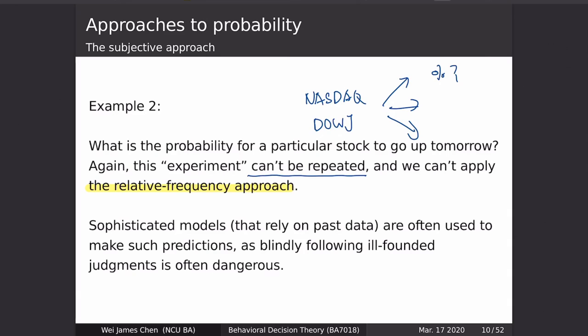And notice that here, unlike the horse racing example where there's maybe too much randomness, in the stock market you may think you have some underlying principle. If you use a sophisticated model that relies on past data, for example, if you learned some investment theory before, then you might have heard of the coefficient beta. This beta can be a very good indication of the quality or the property of a particular stock. So if you use such a model, then you can make a better prediction of the probability of this stock going up or down. This might be better than blindly following a ungrounded judgment, which is also often dangerous.